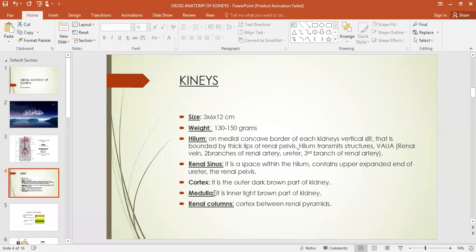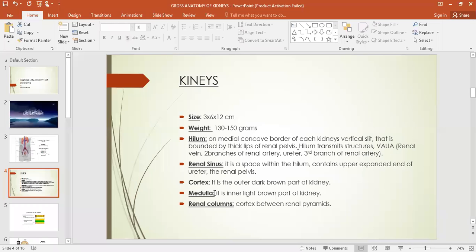On the medial side of the kidney, there is a vertical slit which is bounded by thick lips of the renal pelvis called hilum. Hilum is the area of the kidney from where these structures pass and leave. So which structures pass and leave through the hilum? There is a formula VAU: renal vein, renal artery, and ureter.